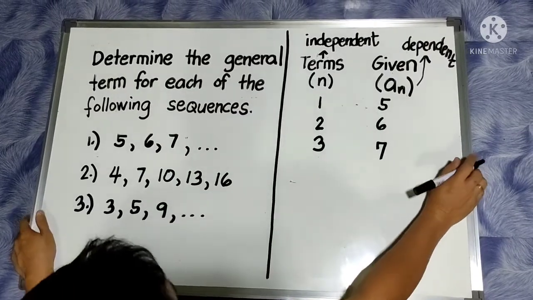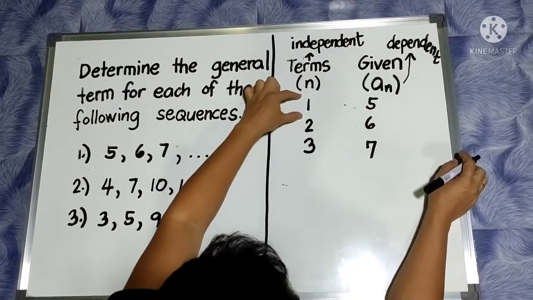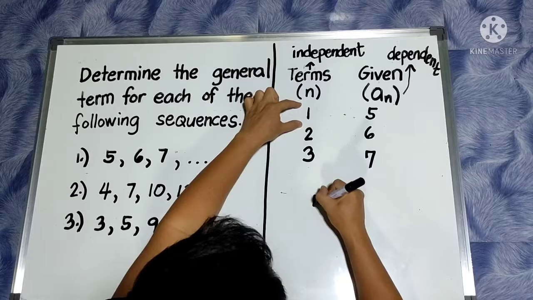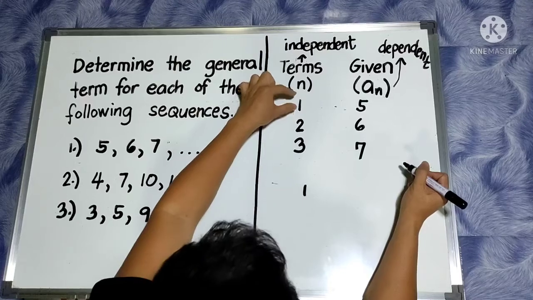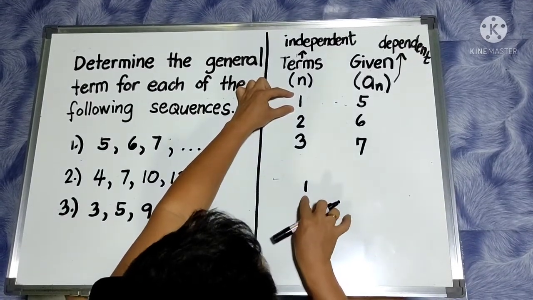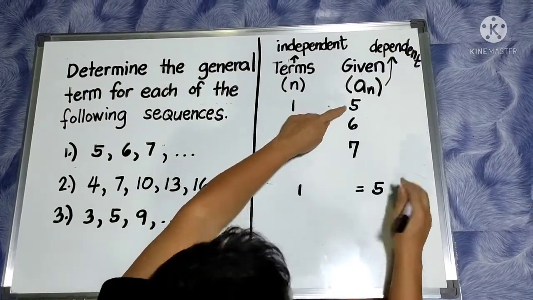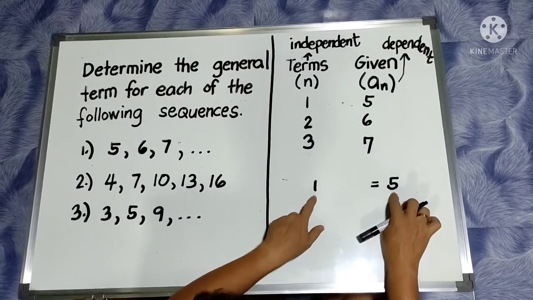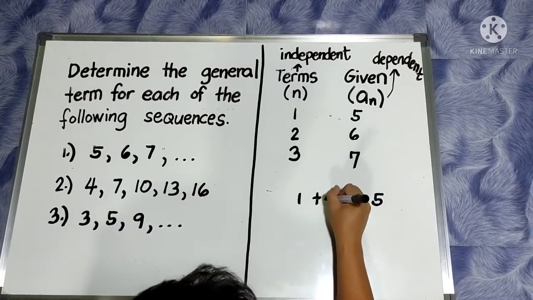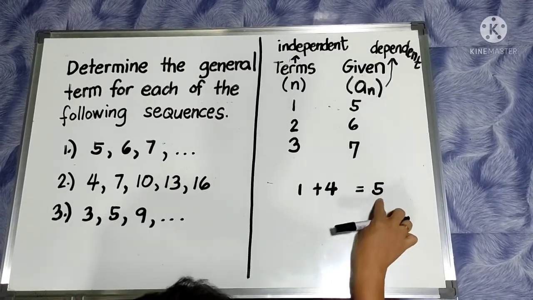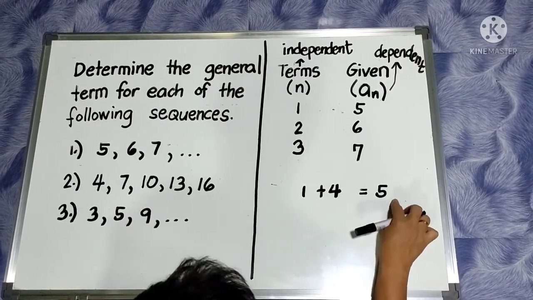So how are we going to solve it? To solve for the general term, you focus on your value of n. So your n is equal to 1. And your next question is, what are you going to do with your n in order to produce 5? What will you do with your n to produce 5? So you might say, I am going to add 4. 1 plus 4 is equal to 5, right? This is true for the first term.